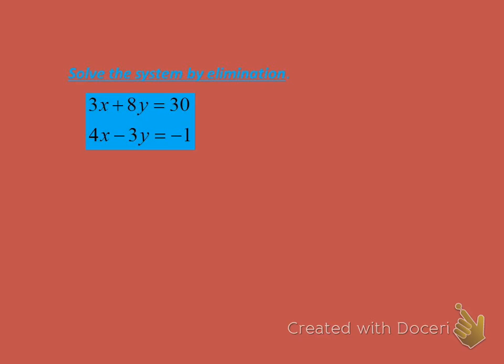Alright, next one. 3x plus 8y equals 30. 4x minus 3y equals -1. Okay, now it looks somewhat similar to the last one. Please don't fall into this trap. This is 3x, this is 3y.